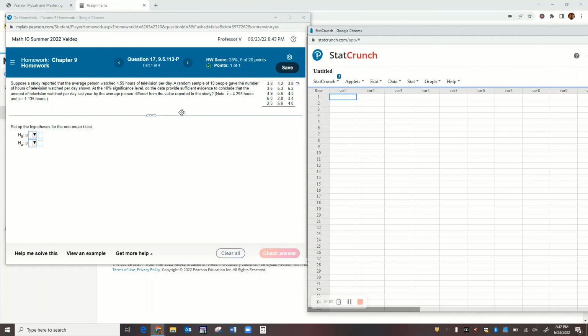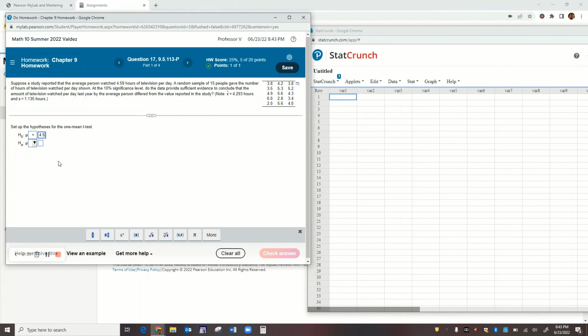First, we're just going to set up the hypotheses. So the proposed population mean is right here. Suppose a study reported that the average person watched 4.59 hours of TV per day. So mu, always with an equal sign, 4.59. And then for the alternative, look at this last statement. Do the data provide sufficient evidence to conclude that the amount of television watched per day differed? So just not equal to. It didn't say greater than, less than, whatever. Always the same number.